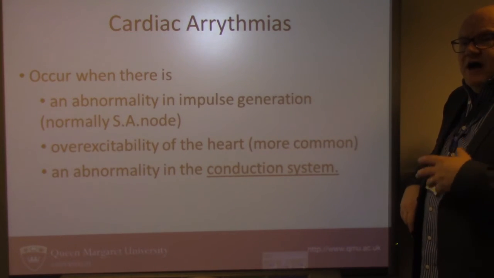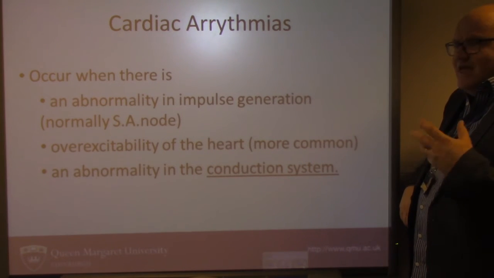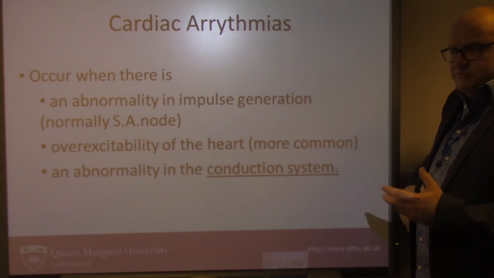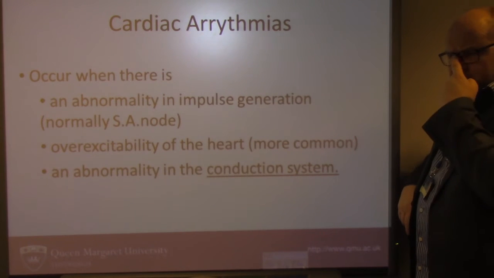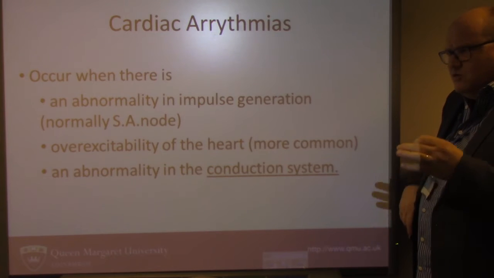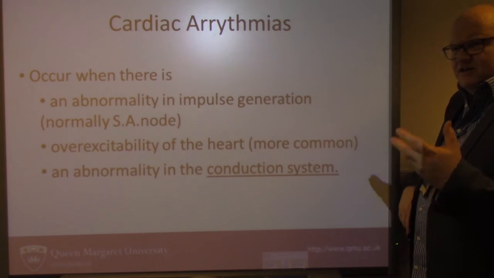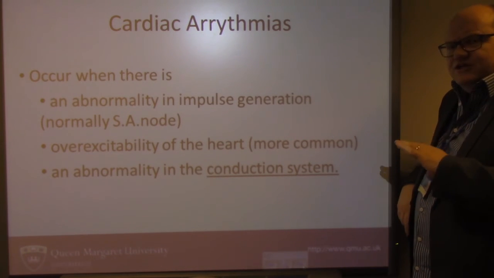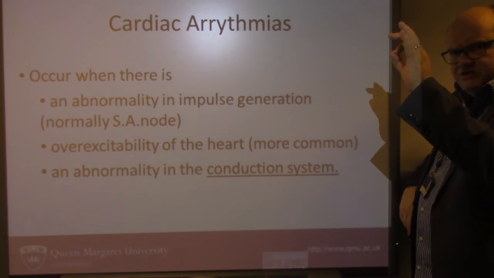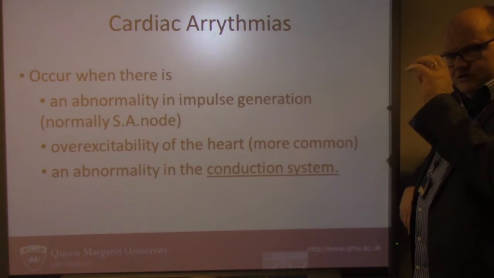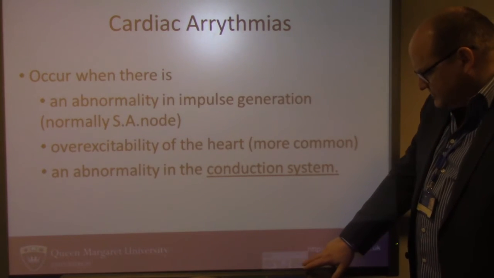Now, the heart has a natural rhythm that's all controlled by the pacemaker. If you get an arrhythmia or an abnormal rhythm, that comes about for a variety of reasons, one of which could be an abnormality in the impulse generation. That is, the pacemaker's not firing the way it should. Or you get an overexcitability of the heart. It's firing at too quick a rate. Or that conduction system that we saw, which was the wave of excitation spreading from the pacemaker to the AV node, from the AV node down the Purkinje fibres and across the surface of the ventricles, an abnormality in that conduction system.